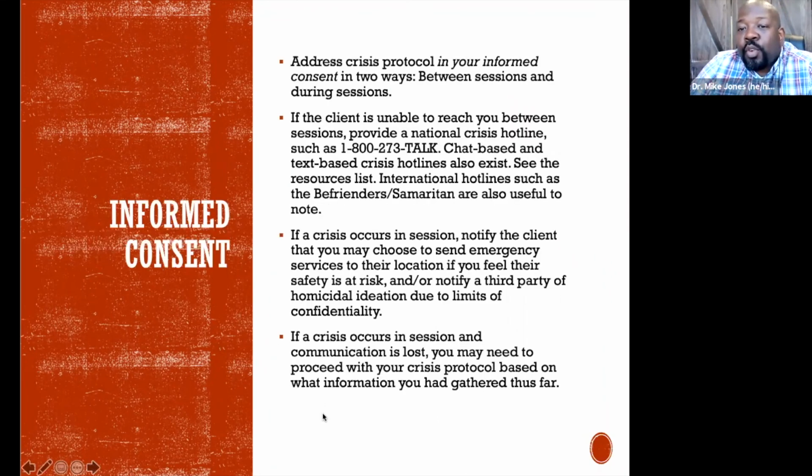As a part of your informed consent, you want to make sure that you have some type of crisis hotline that someone can call and talk to when you're not available to be able to meet with them. So for me, I will use the National Crisis Hotline because that works well for me. But there may be something local to your area that works just as well.